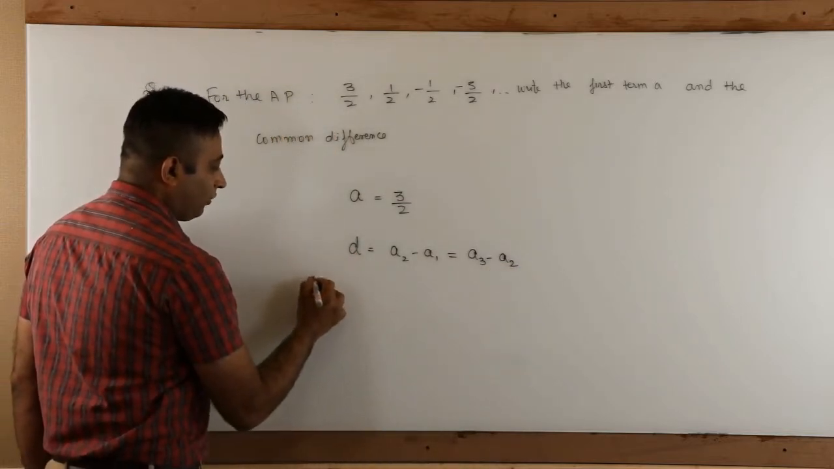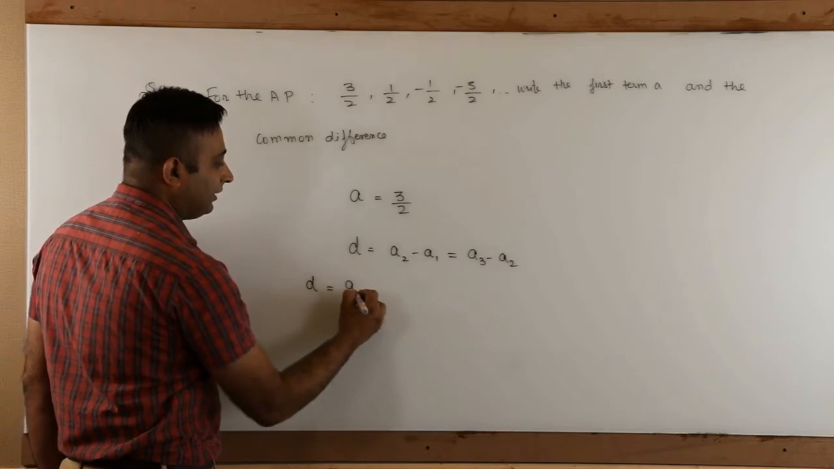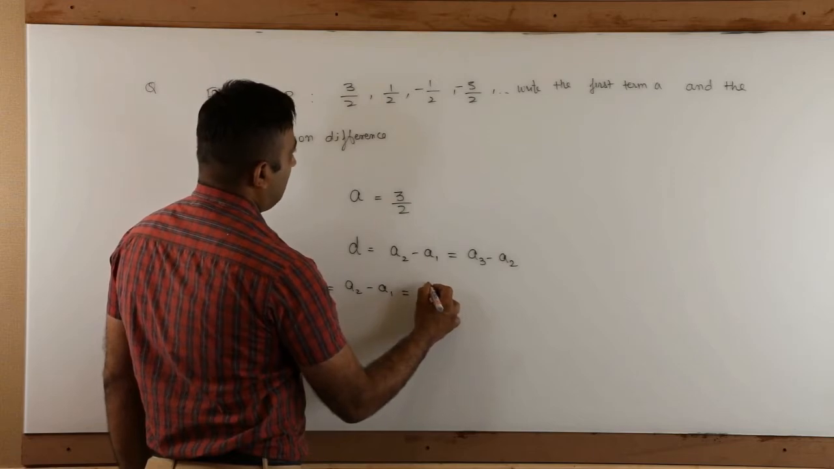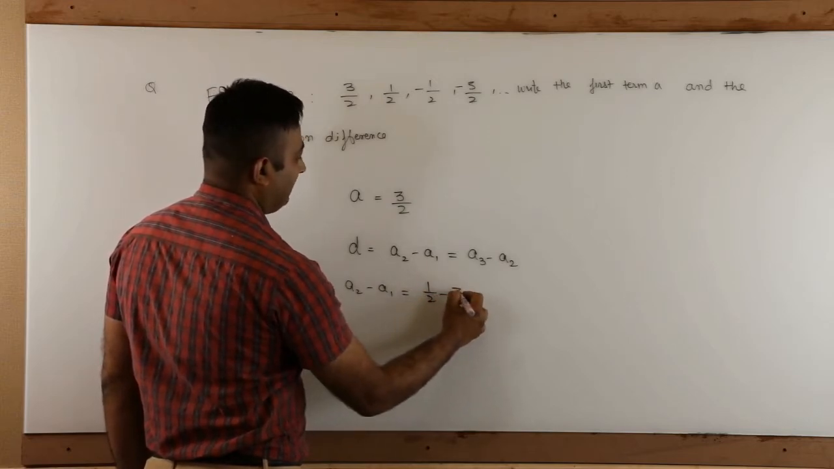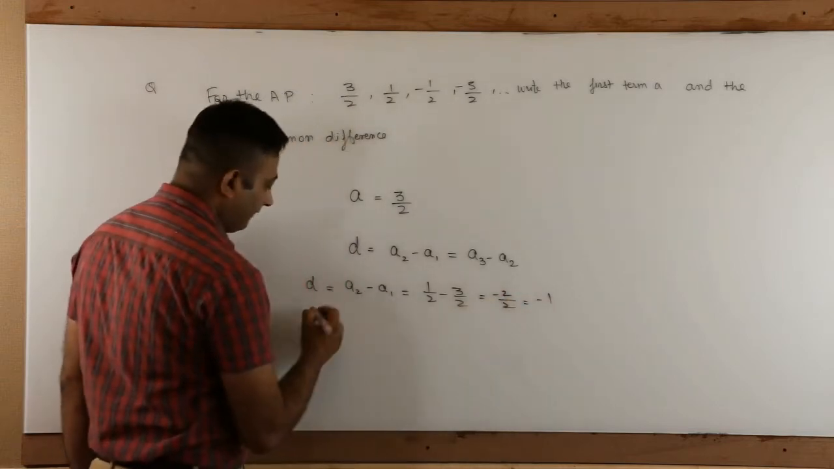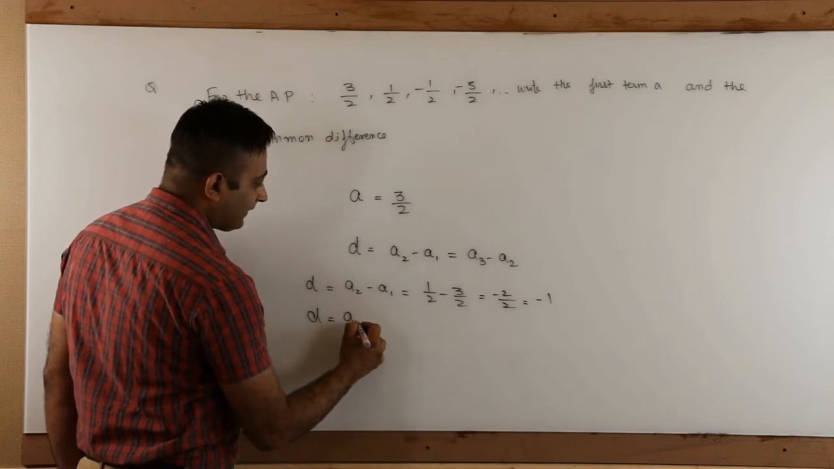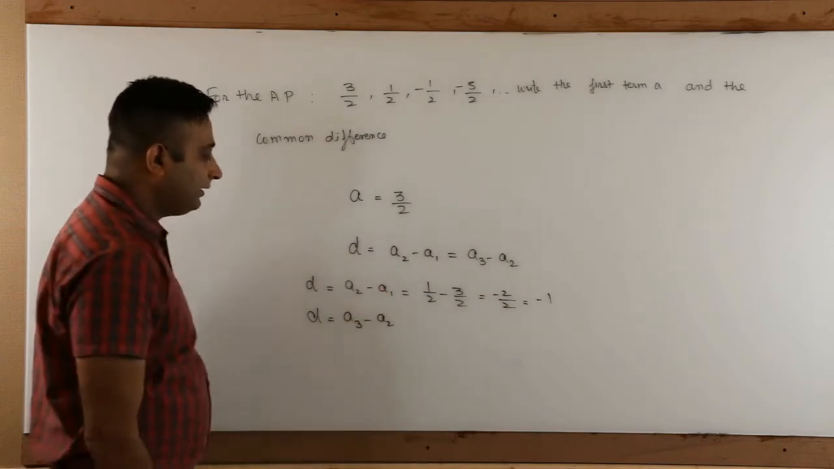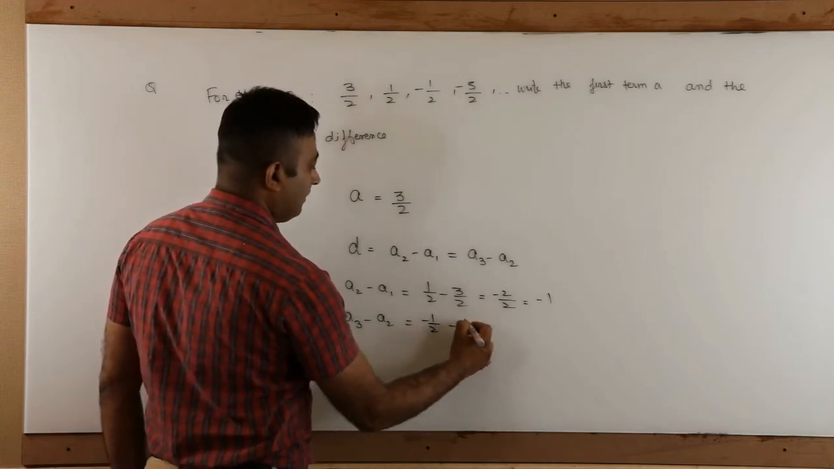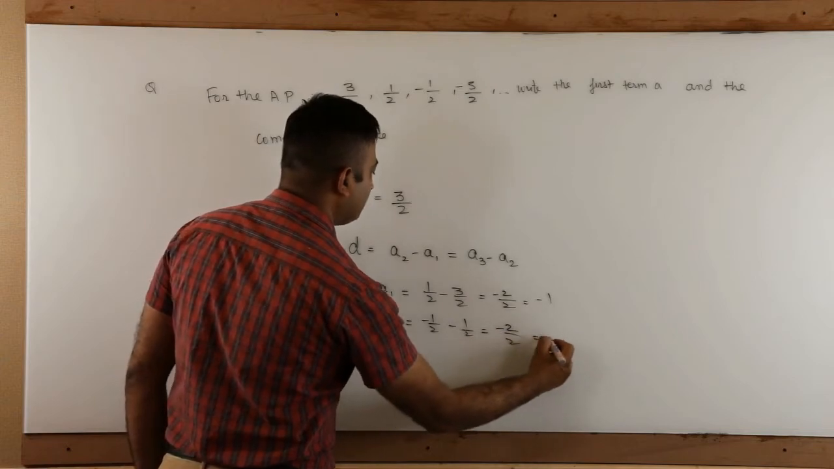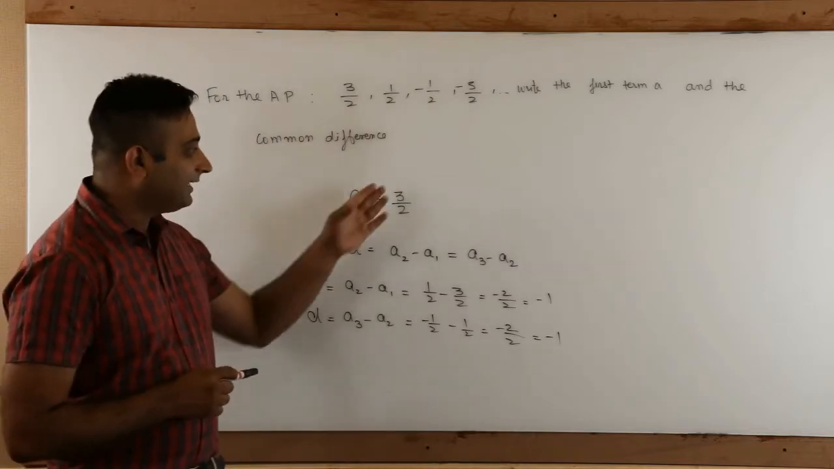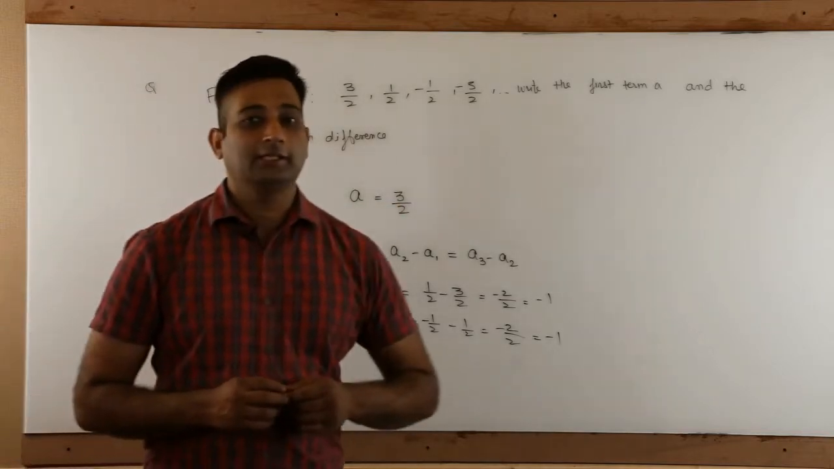Let us find the common difference D by subtracting the first term from the second term. That is 1 by 2 minus 3 by 2. That means minus 2 by 2. That means minus 1. We can also obtain the common difference by subtracting the second term from the third term. That means minus 1 by 2 minus 1 by 2, that is minus 2 by 2, which is equal to minus 1. Hence, the first term of this AP is 3 by 2 and the common difference is minus 1.